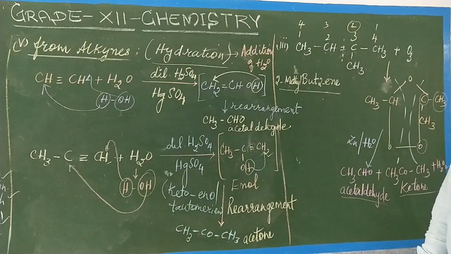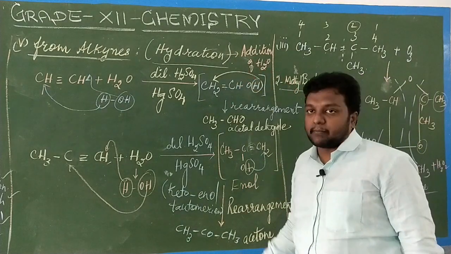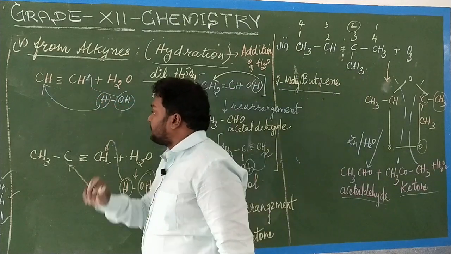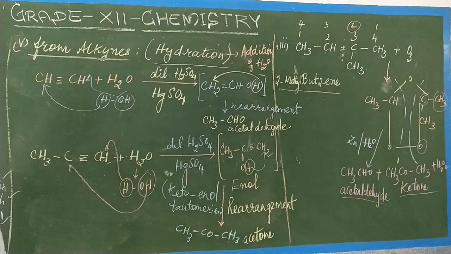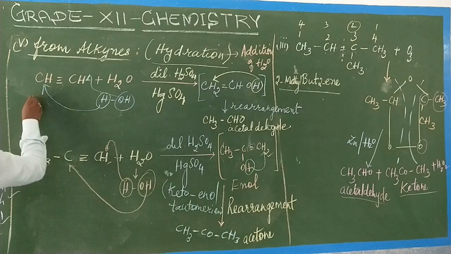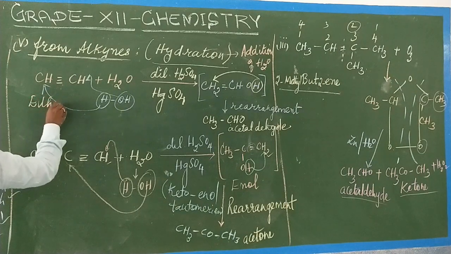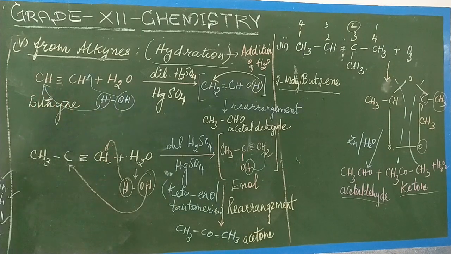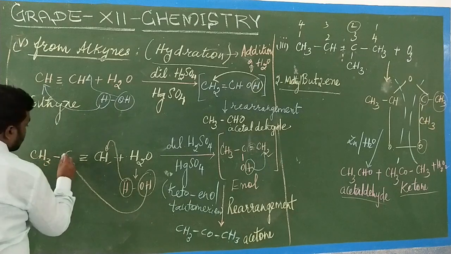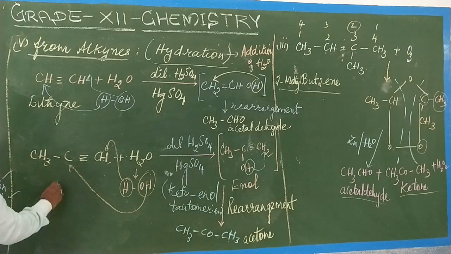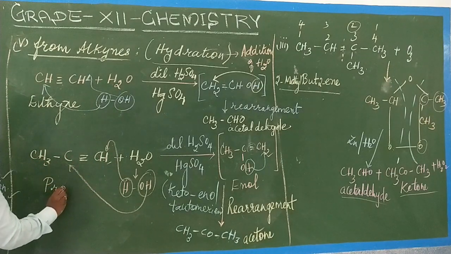So fifth method of preparation from alkynes, how we are preparing? We are taking alkynes, I didn't give the name, right? What is the name of this compound? This is ethyne, acetylene, or otherwise it is ethyne. What is the name of this compound? How many carbon atoms are present? 3. If it is 3, then it will be prop.